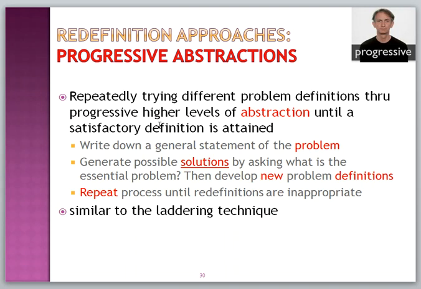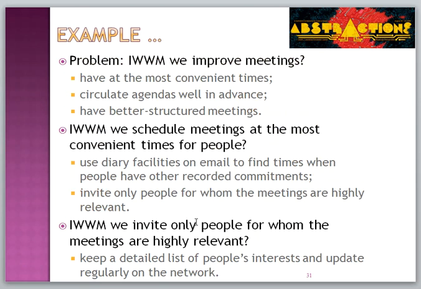So let's read this. We repeatedly define the problem, and each time we abstract, we go down to the solutions until we find some satisfactory definition. So write the problem, find a solution, each time you find a solution, write the problem again, and repeat again and again until you find a satisfactory one. A bit close to the laddering. A problem might be improve meetings. We have bad meetings in our organization.